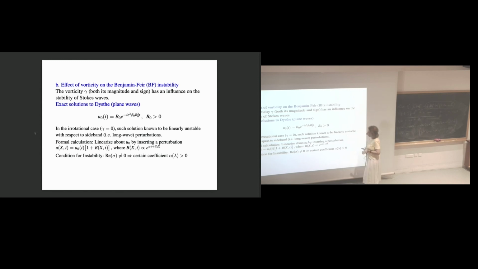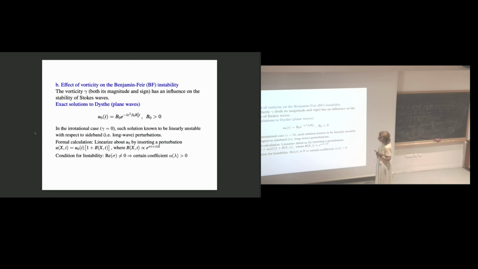It is linearly unstable with respect to sidebands, that means long wave perturbation, because we are in deep water. Because deep water corresponds to an NLS which is focusing. Focusing means that the sign of the linear term and the nonlinear term is the same. So that's focusing. That corresponds to deep water and it is unstable.